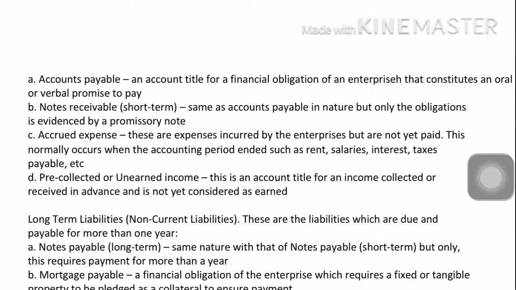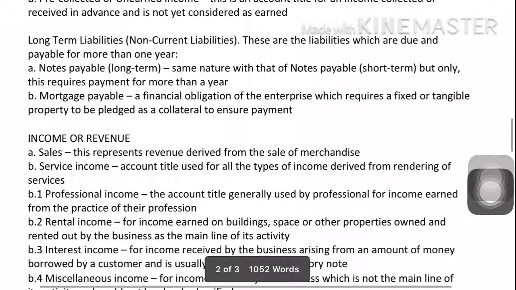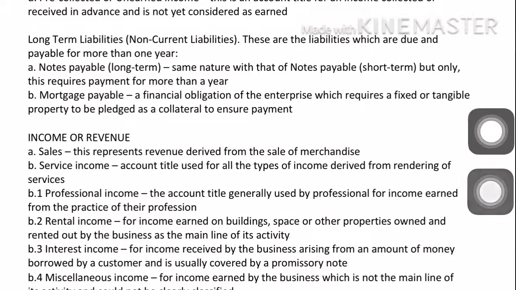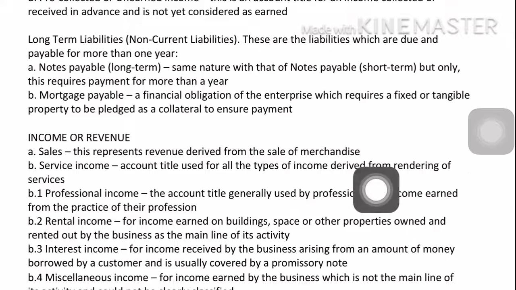The next is pre-collected or unearned income. This is an account title for an income collected or received in advance and not yet considered as earned. So, next is the long-term liabilities, non-current liabilities. These are the liabilities which are due and payable for more than 1 year.